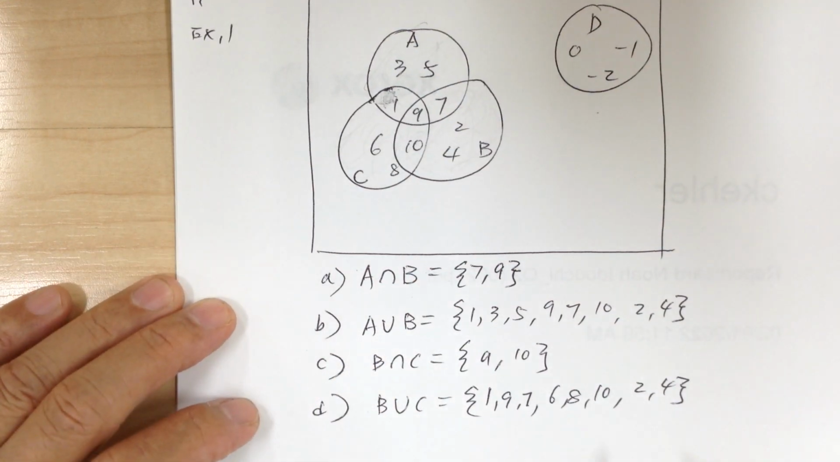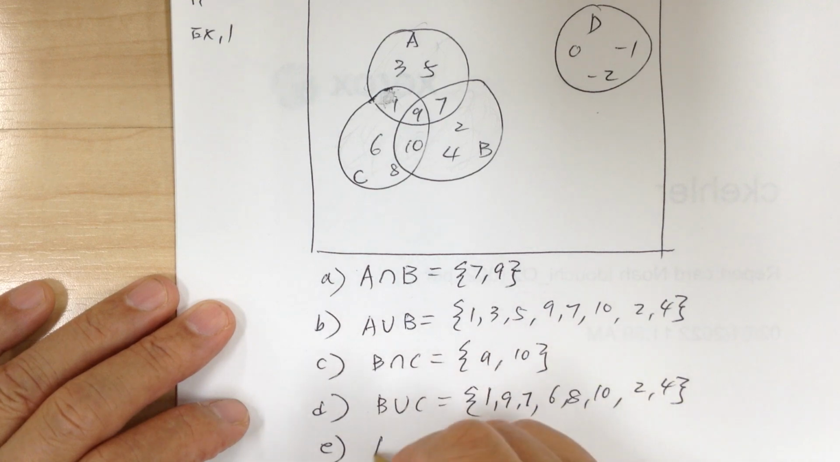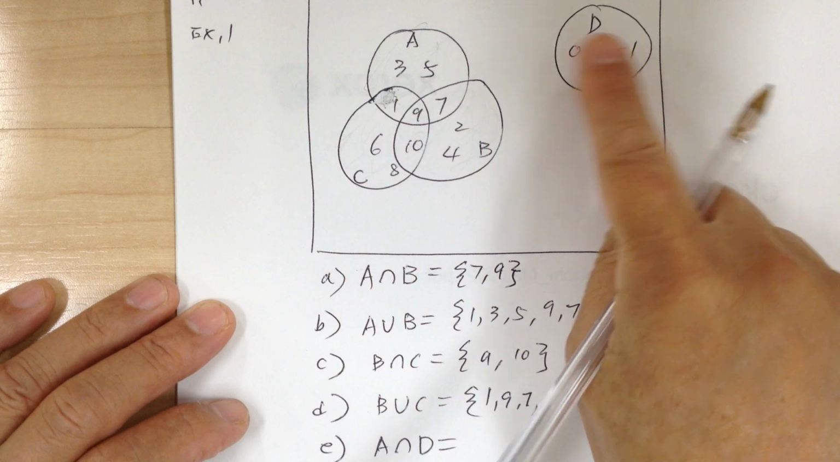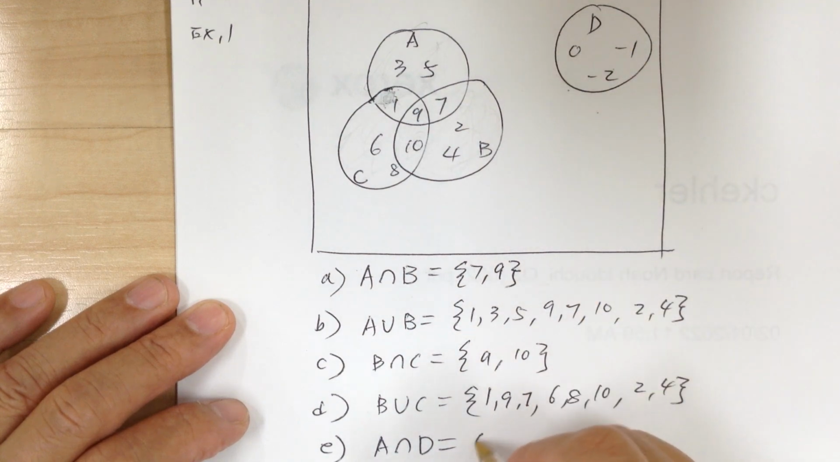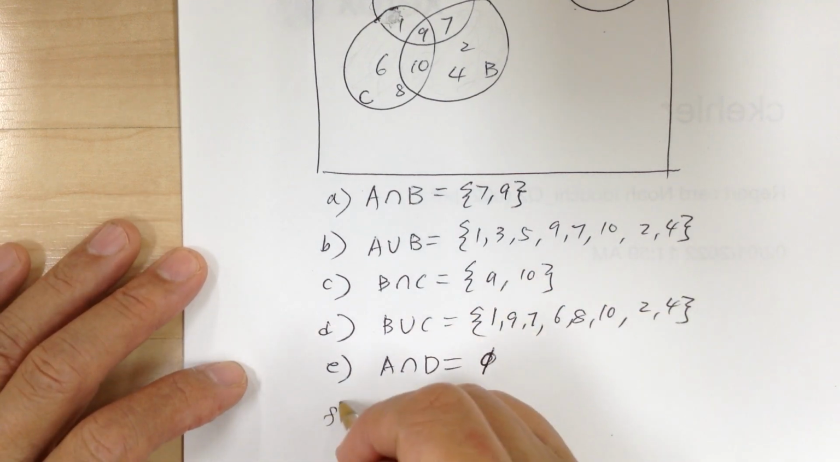Now you go to E. You got A intersect D. So it has to be in A and in D at the same time. In this case, it's an empty set. So there's nothing. Empty set.